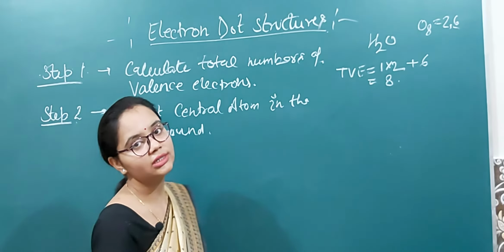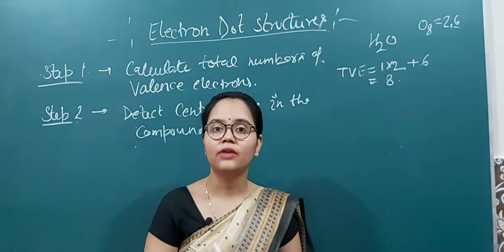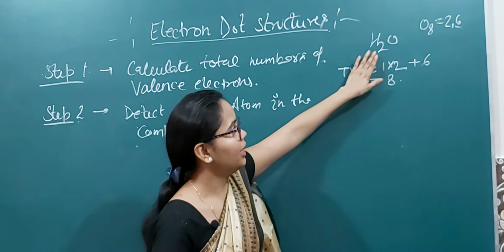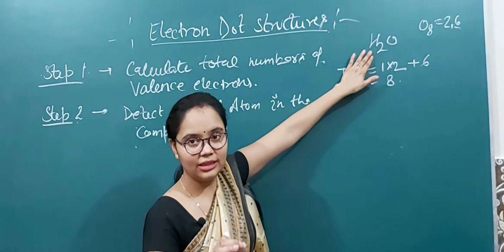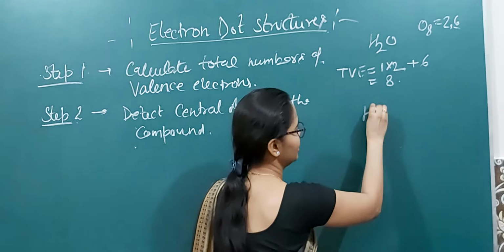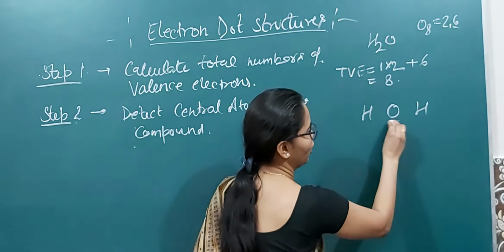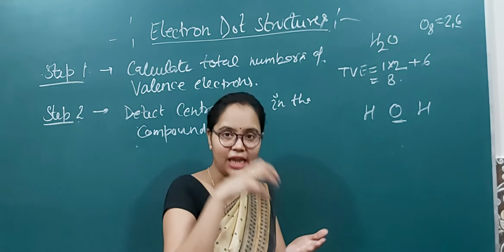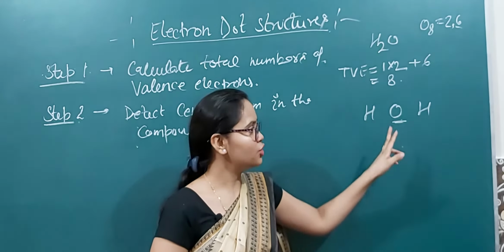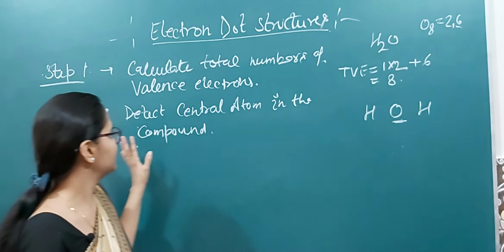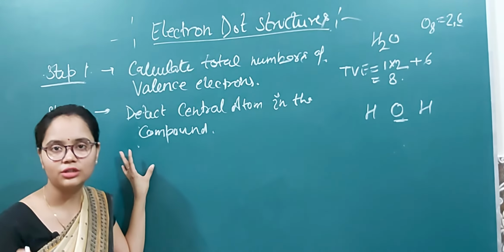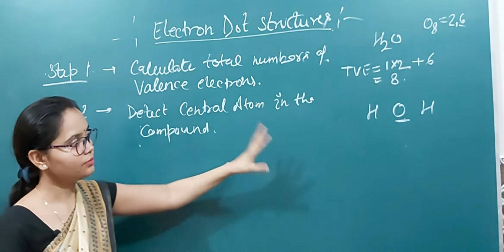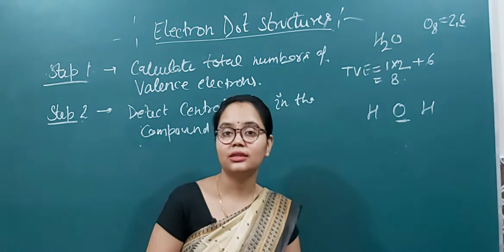So first of all, what is the central atom? The central atom in a given compound is the atom which is present in the middle. For example, in a water molecule, if you write the structure of H2O, you will see that oxygen is in the middle of 2 hydrogens. So the atom which is present in the center of the surrounding atoms is known as the central atom. So in the second step, if you want to write the dot structure, you have to detect the central atom. Now the question is how you will detect the central atom.